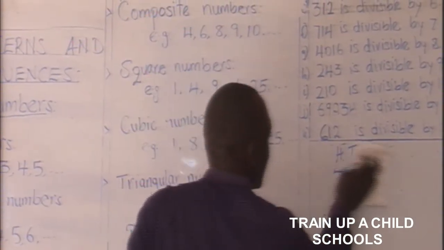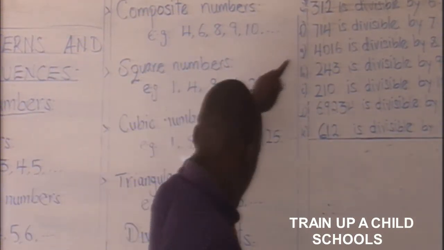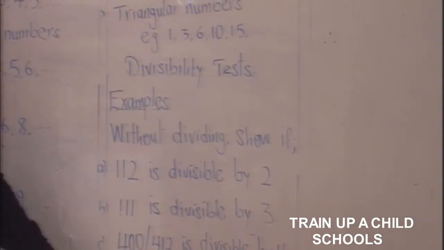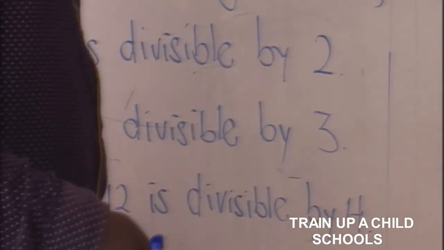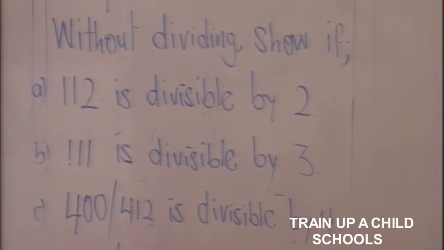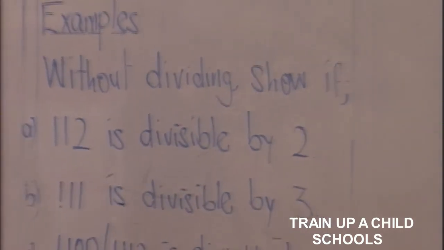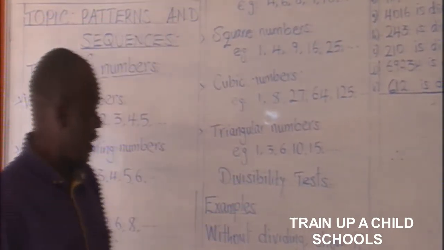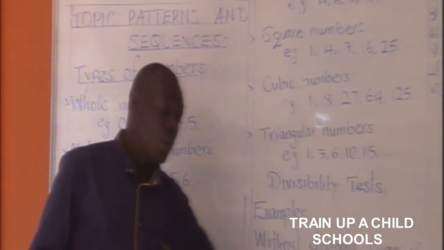So class, that's the test of 4. We shall go to the test of 5. Without dividing, show if 360 is divisible by 5. One must know how to tell if a number is divisible by 5. A number is divisible by 5 if the digit under the place value of ones is either a 0 or a 5.